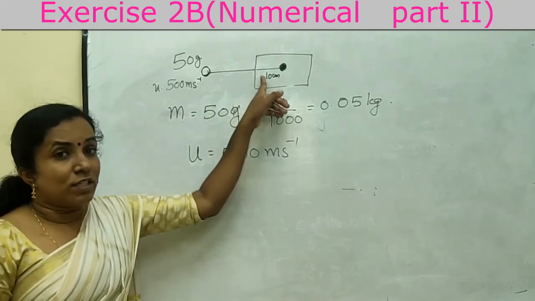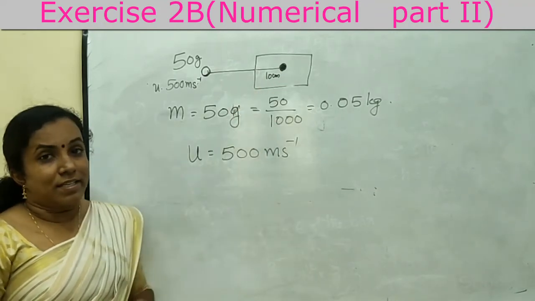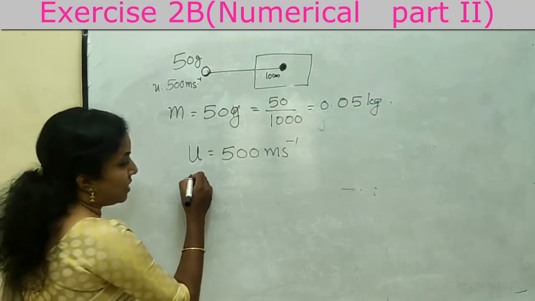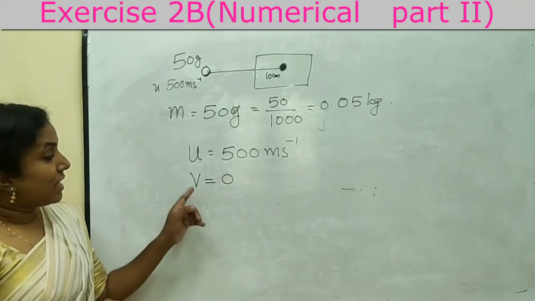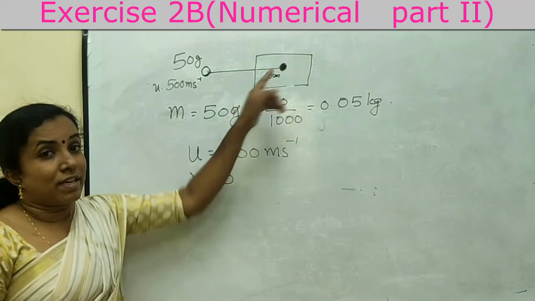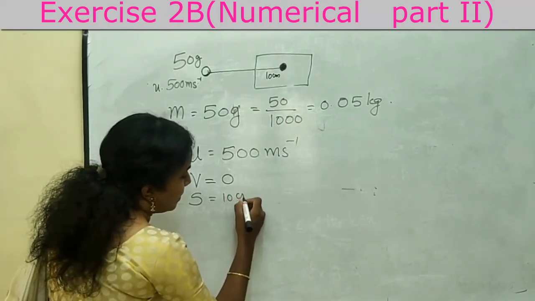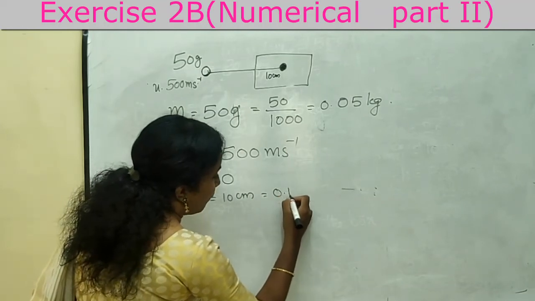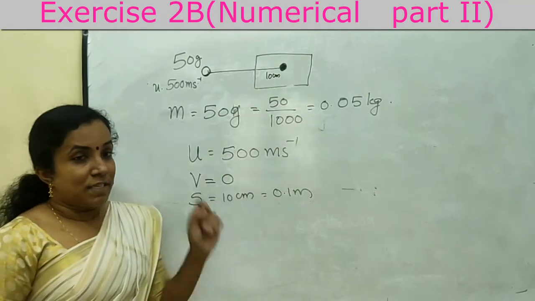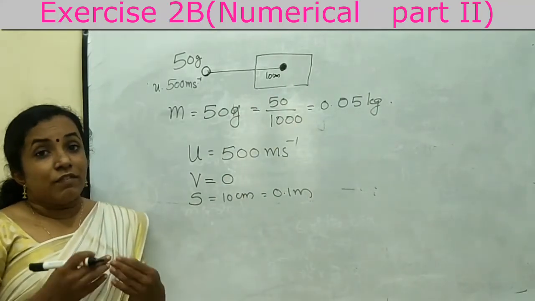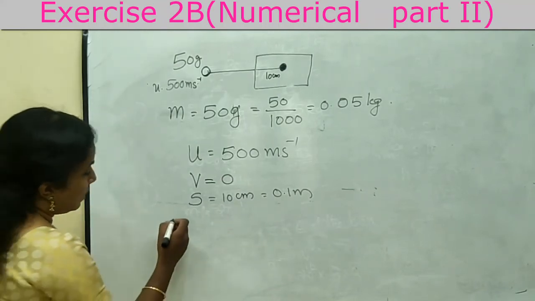It was moving with an initial velocity of 500 meter per second. When it strikes on the target, due to the retarding force of the target, it comes to rest. That is, final velocity becomes 0 and it comes to rest after penetrating a distance of 10 centimeter or 0.1 meter. So after penetrating 10 centimeter, it comes to rest.